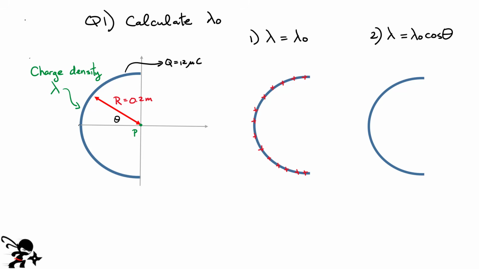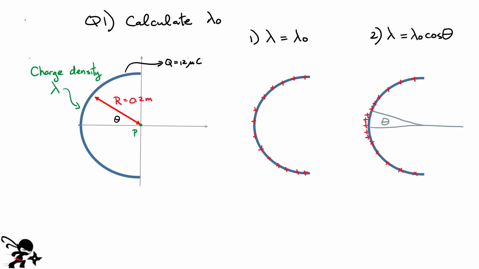In the second case, I have something that depends on the angle, and the angle is defined here relative to this horizontal line. This is the angle theta. If the angle theta is 0, I get a maximum charge density, so there's more charge here than down over here. Right here, the angle is 90, so there is no charge. The other important thing is they are symmetric.